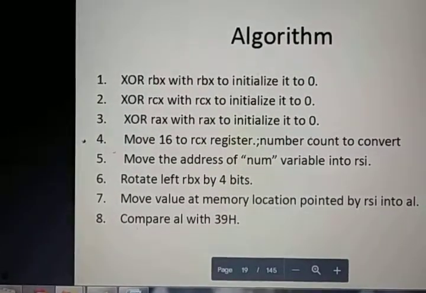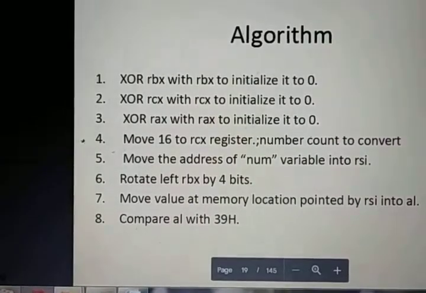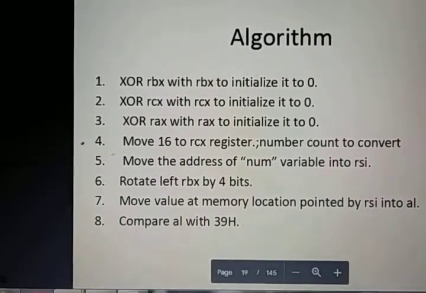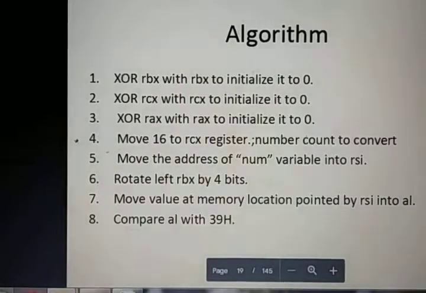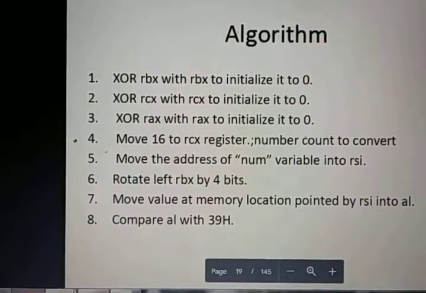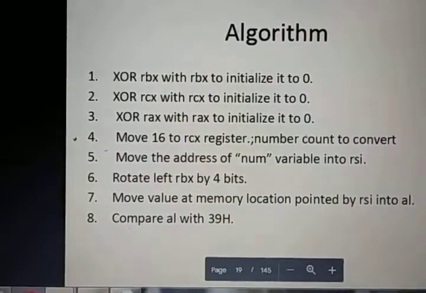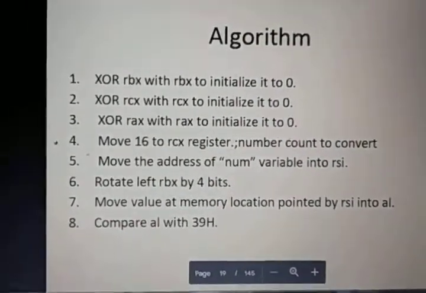Means the counter variable you will initialize with the number, whatever number you wanted to display on your output screen, that number you will move into the RCX register. Move the address of the num variable into RSI. Then you will move the num variable address into the RSI register. Then rotate left operation on the RBX register by 4 bits. Then move the value at the memory location pointed by RSI into AL and compare AL with 39H.